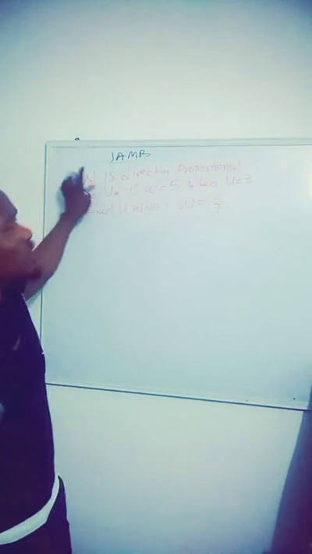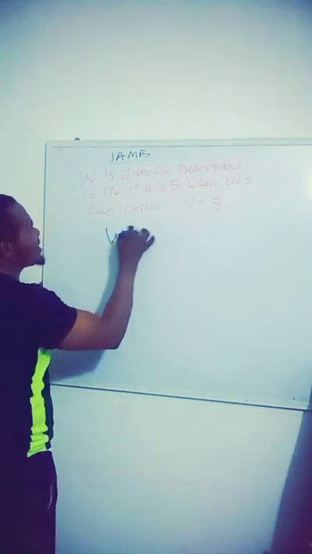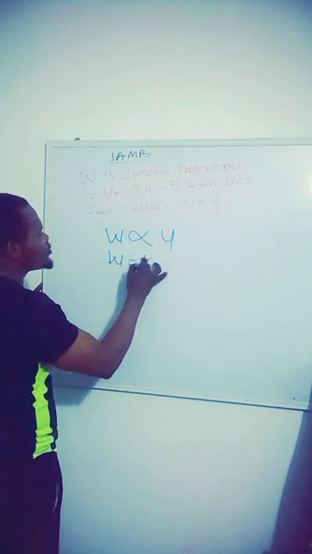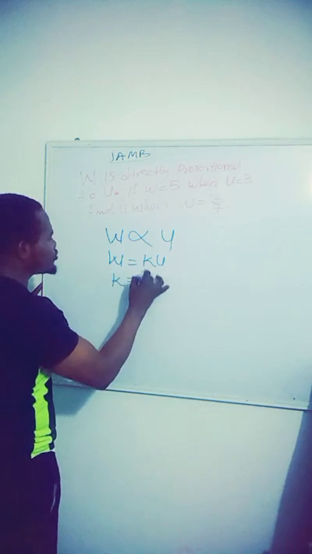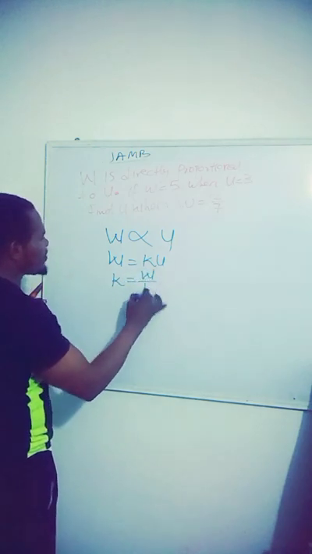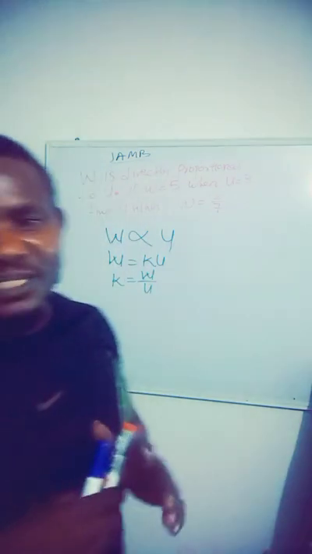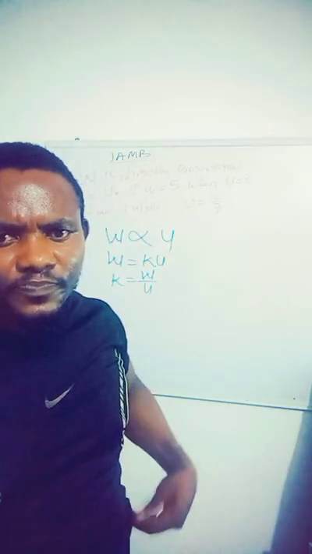The question is, W is directly proportional to U. So W is equal to KU, where K is the constant of proportionality. K is equal to W over U. Now when you are solving variation, the first step is for you to calculate the constant of proportionality.